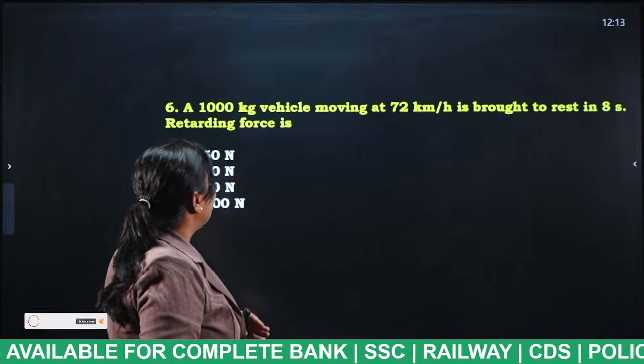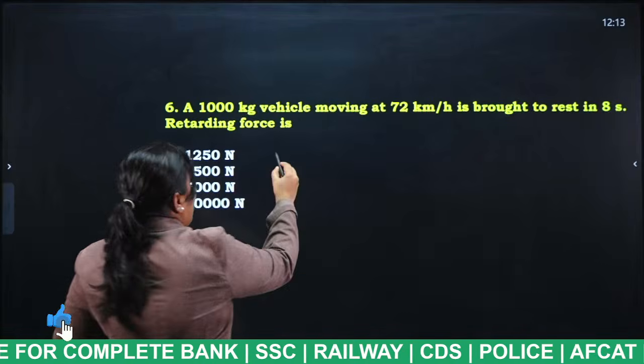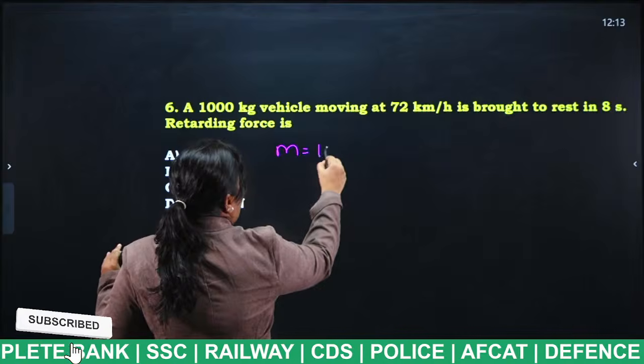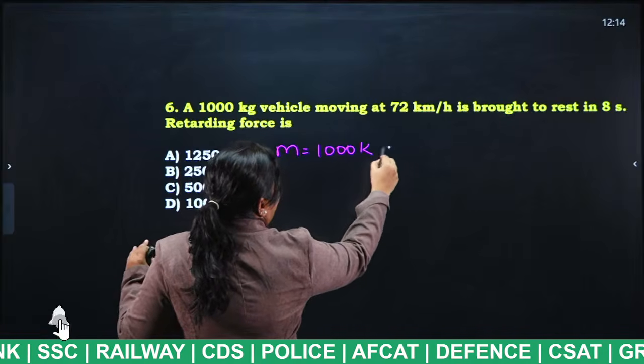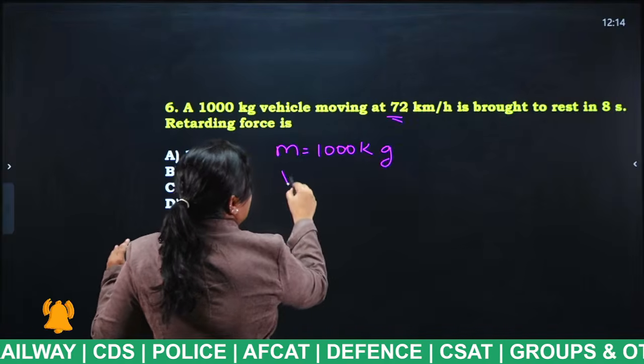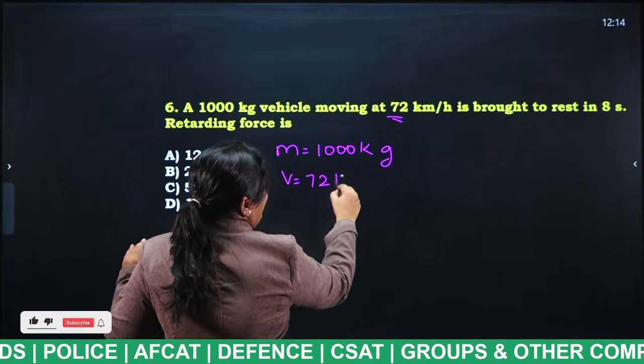So what we have to find here, actually they have given you the mass. Mass is equal to 1000 kg, and what is this? Velocity is equal to 72 kilogram per hour.